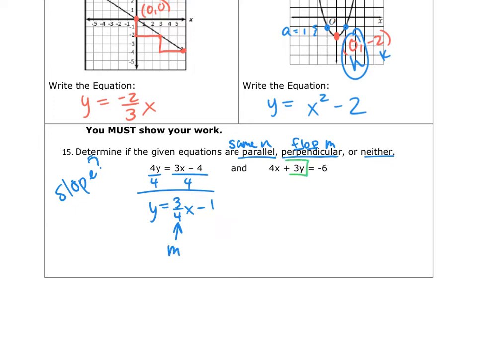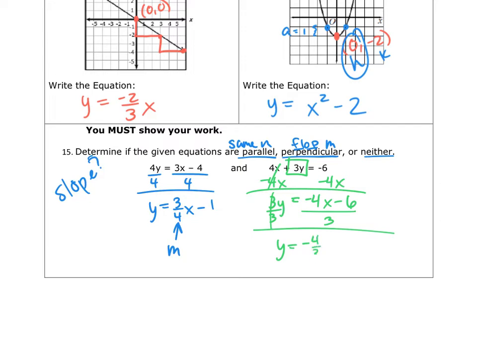I want to get y by itself. So I'm going to subtract 4x on both sides. 3y equals negative 4x minus 6. We'll divide by 3. And I get y equals negative 4/3 x minus 2.